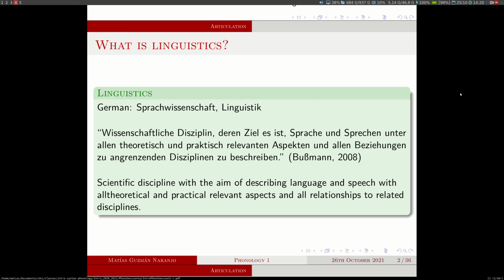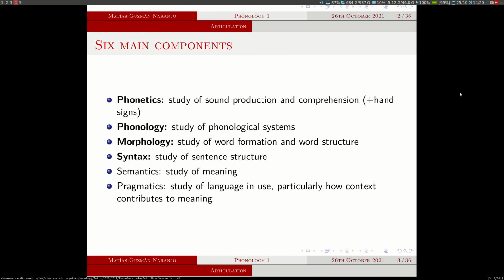In the second, you're already aware that linguistics is a discipline that aims to describe language, relations between language and other practices, all the human practices and cultural elements. Now, there are 6 main areas to linguistics.